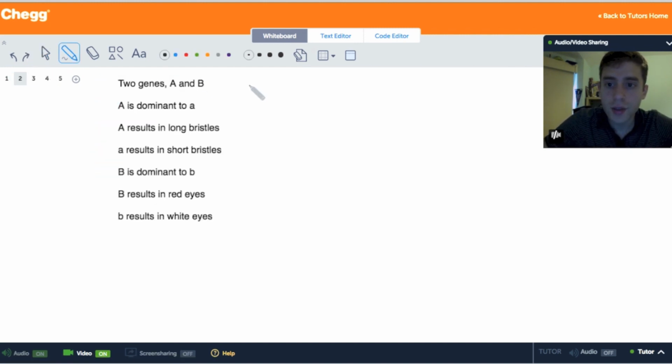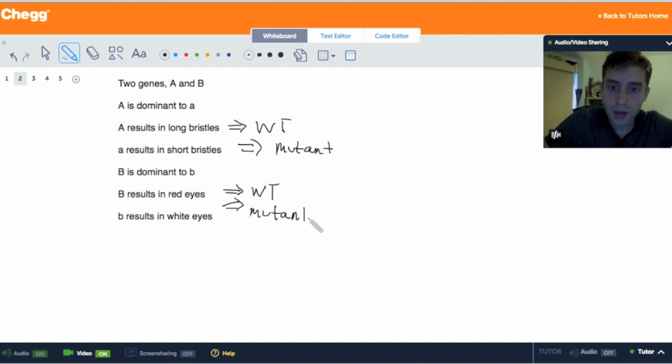Let's take a look at two made-up genes in flies, A and B. Big A is dominant to little a, and big A results in long bristles, which will be our wild-type phenotype. And little a results in short bristles, which will be our mutant phenotype. Big B is dominant to little b, and big B results in red eyes, which will be our wild type, and little b results in white eyes, which will be our mutant.